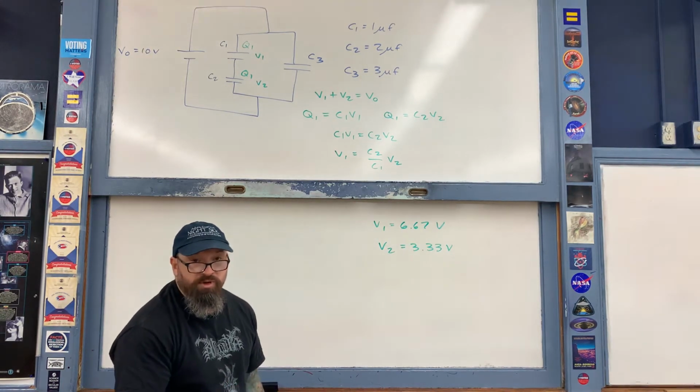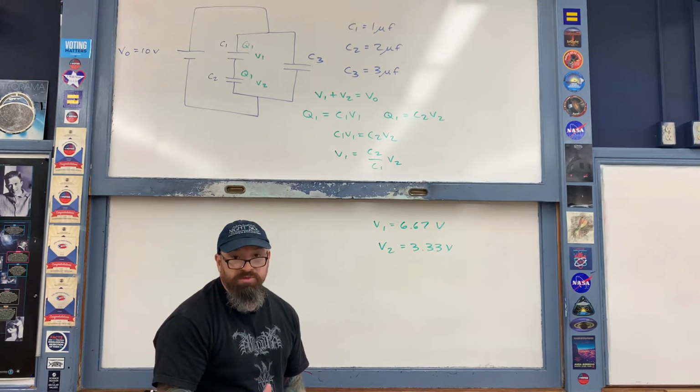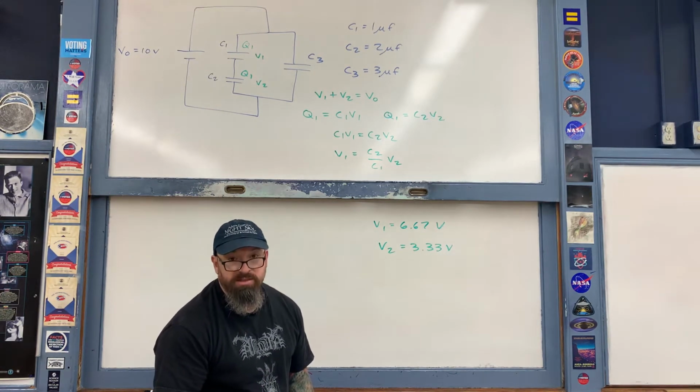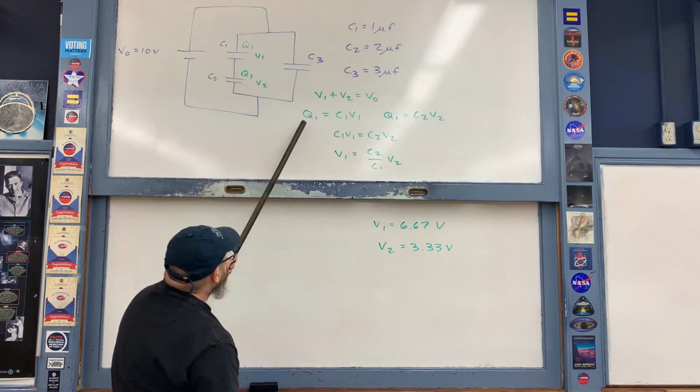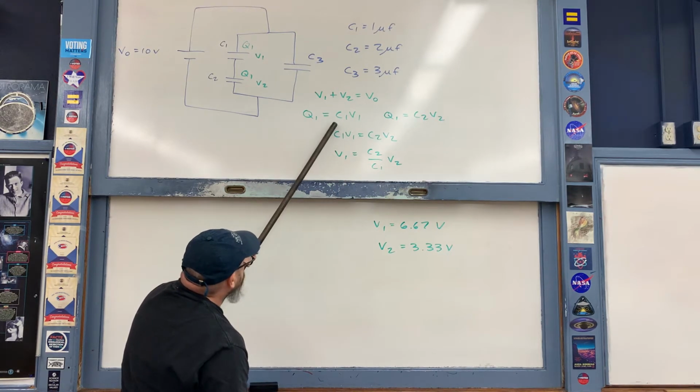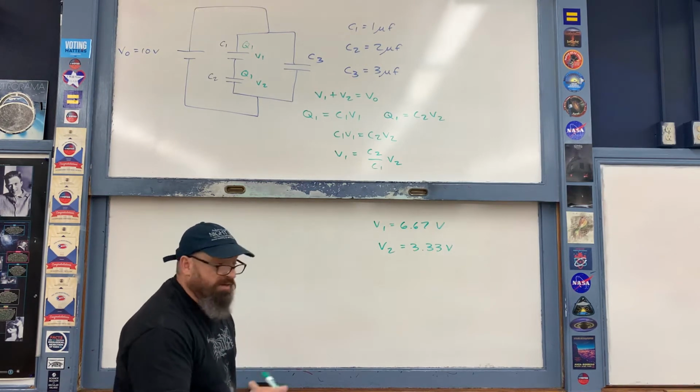It's okay to do a problem like this while keeping everything in terms of micro, which is the same thing as 10 to the minus 6. So once again, the charge Q1 is going to be 1 microfarad multiplied by 6.67 volts. That's 6.67 microcoulombs.